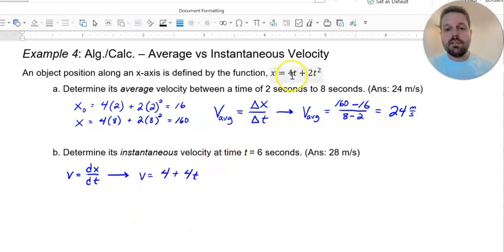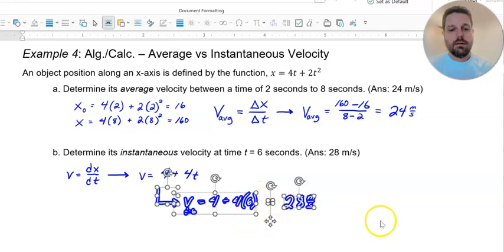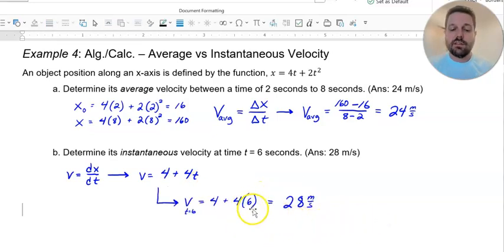And when we do the derivative of this with respect to t, remember it's t to the first power, so that 1 comes out in front. We subtract 1, so that gives t to the 0. t to the 0 is 1, so we're left just with 4. In the second term, we're going to take that 2 out in front. 2 times 2 is 4. And then we're going to reduce the power by 1, which is just t to the first power, and that leaves us with 4t. When we substitute in a time of 6 into this function, we get our value of 28.